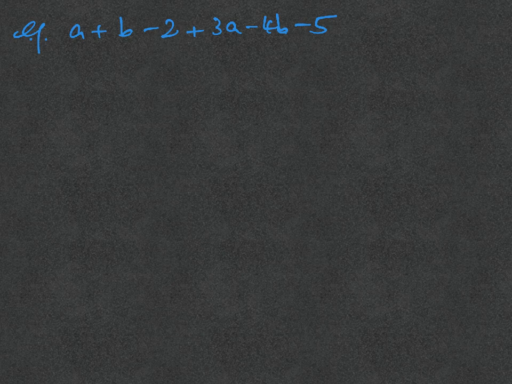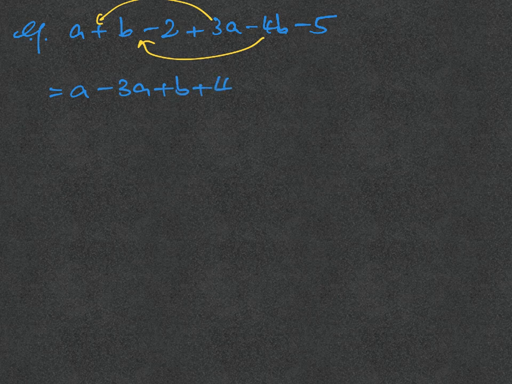Let's come to this longer question. Many students like to move the terms because they like to put the a together, b together, etc. But they write like a minus 3a plus b plus 4b minus 2 plus 5. Can you help me check for the mistakes?